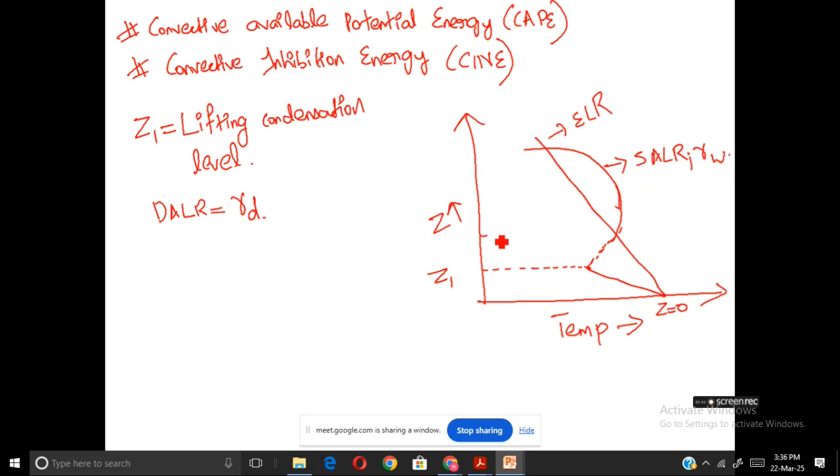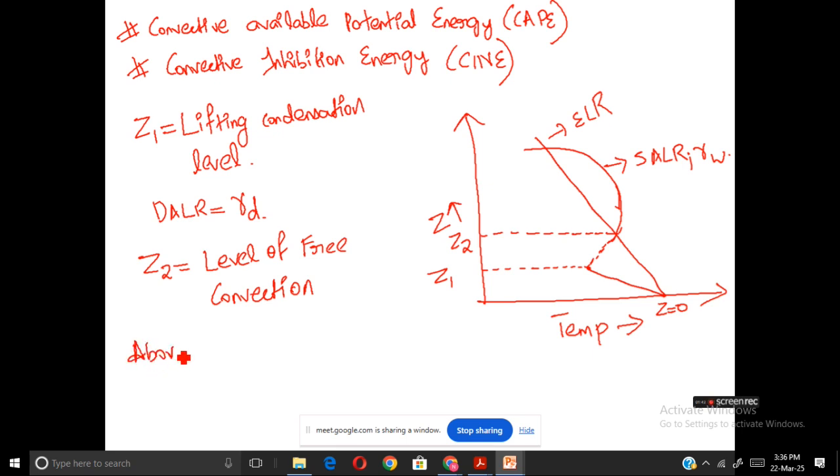And now the level at which the temperature of the parcel equals the temperature of the environment, above which the parcel has a higher temperature than that of the environment, is known as the level of free convection. So above Z2, the temperature of the parcel is greater than that of the environment, which means without the help of an external agency, the parcel can rise on its own. Or we can say above Z2, the parcel is self-buoyant.